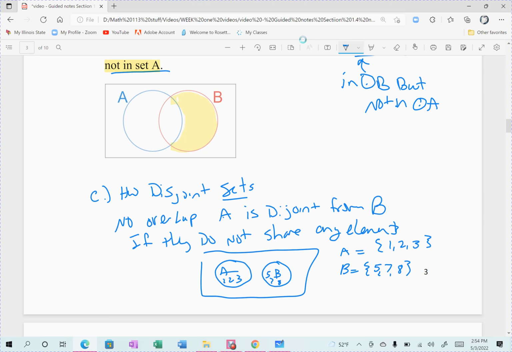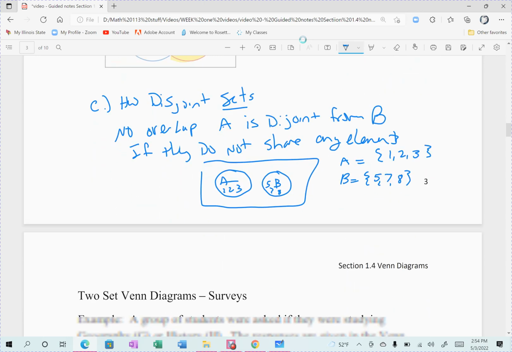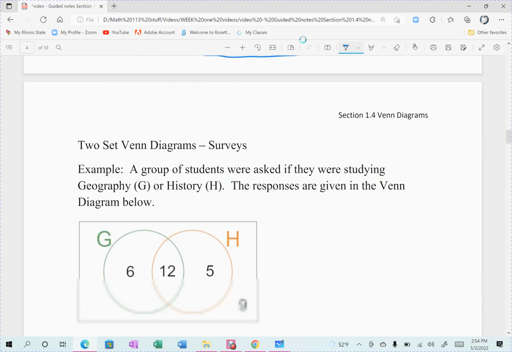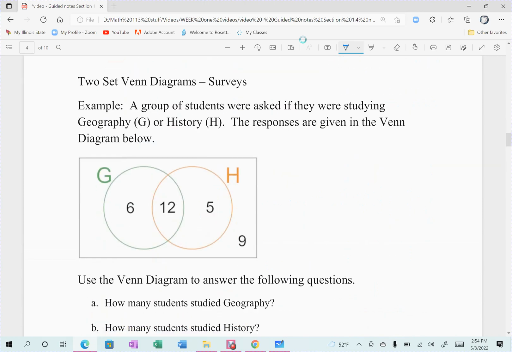All right, so let's look at some applications of 2 set Venn diagrams and surveys. We'll do the first example in this video, and then I'll do the next two in the next video, just to split them up. So I've got a group of students, surveys. That would be my big group, whoever I'm surveying, group S. I have a group of students who are asked what they are studying. G stands for studying geography. H stands for studying history.